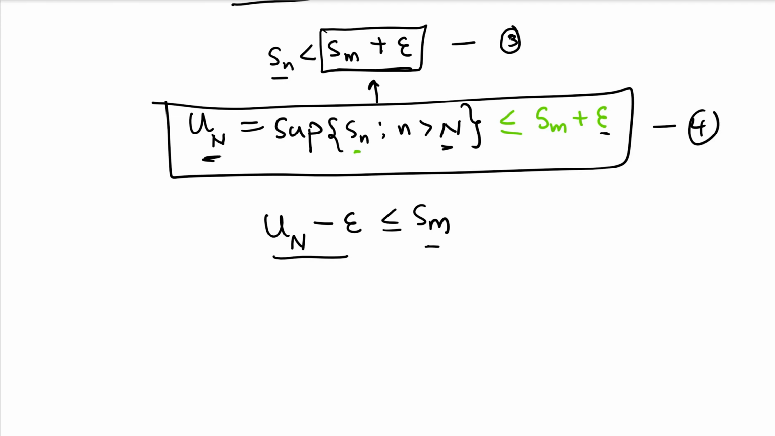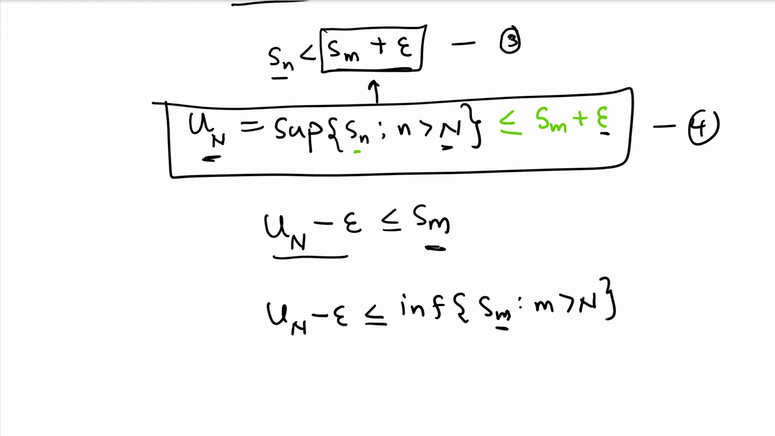Since we are talking about lower bounds, let's talk about infimums now. Infimum is the greatest lower bound, right? So the infimum should be greater than or equal to u sub n minus epsilon, the infimum of s sub m, for m greater than uppercase N. Now why s sub m here? Because we are talking about s sub m here. Previously we talked about s sub n. So this here is the supremum of s sub n, and here the infimum of s sub m. Try to understand that very carefully.